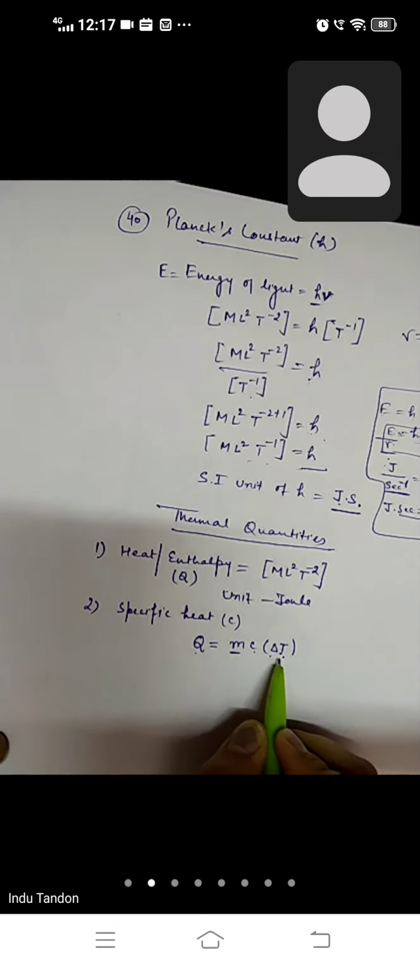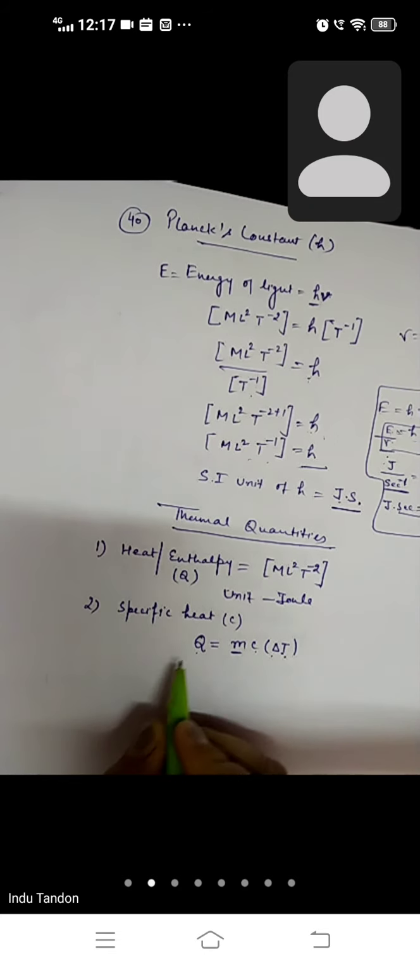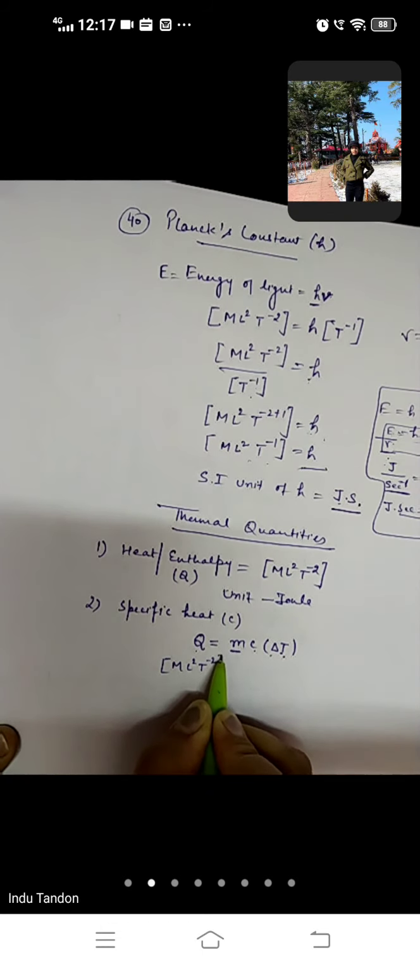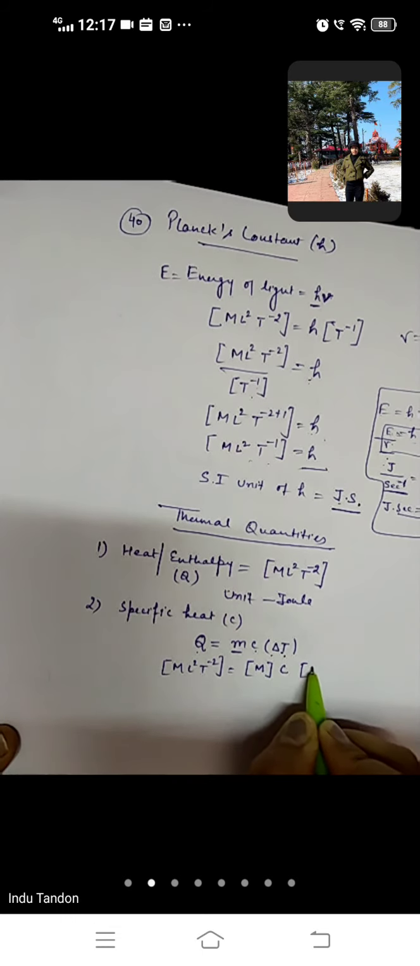Until now, temperature had not come in anywhere. Here, can you tell me what is the unit for temperature in SI system? Kelvin. Right? Kelvin. So now Q is ML²T⁻², m is m, C into Kelvin.